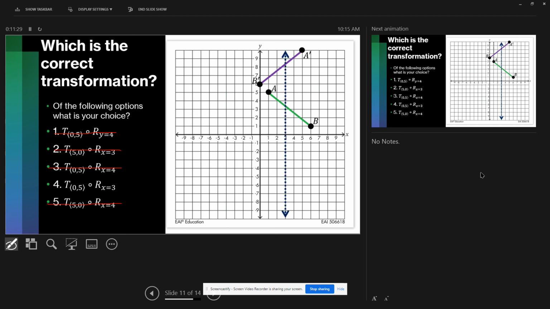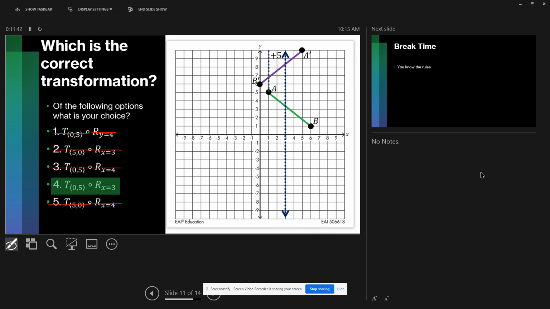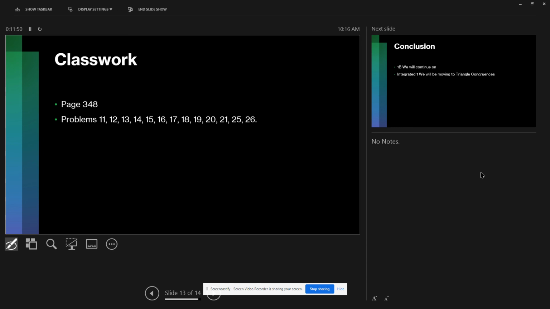So let's see what happens. We have that line of reflection, and then we're moving up. So we have to say that it is in fact that one. Pretty simple, pretty straightforward.